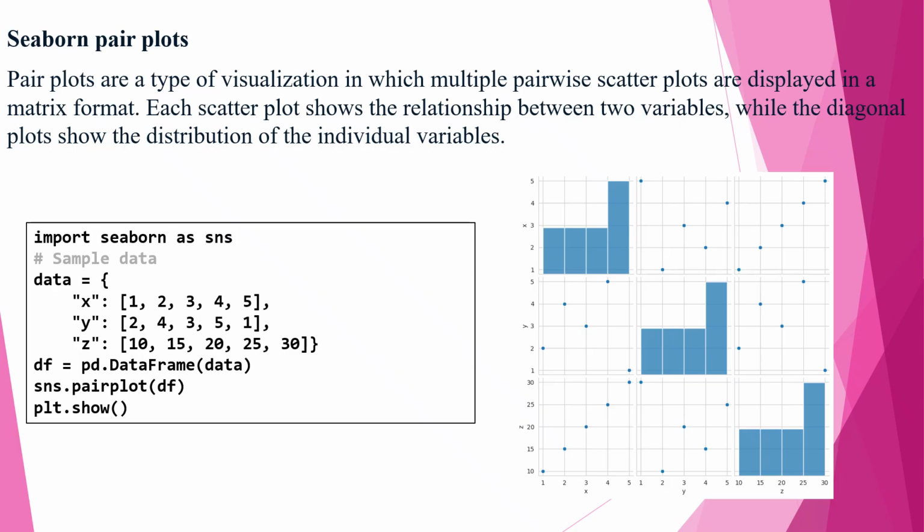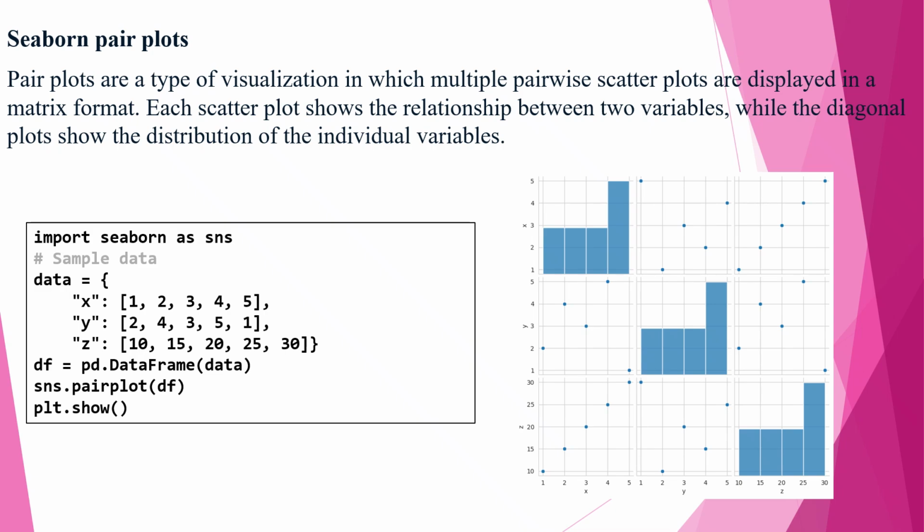Pair plots in Seaborn are used to visualize relationships between multiple variables in a dataset in a matrix format. Each plot in the matrix shows a scatter plot between a pair of variables, helping to identify patterns, trends, or correlations. The diagonal plots represent the distribution of each individual variable, usually in the form of histograms or density plots.